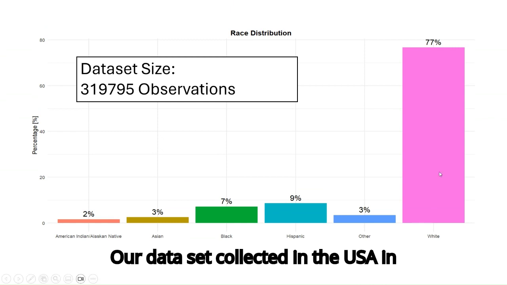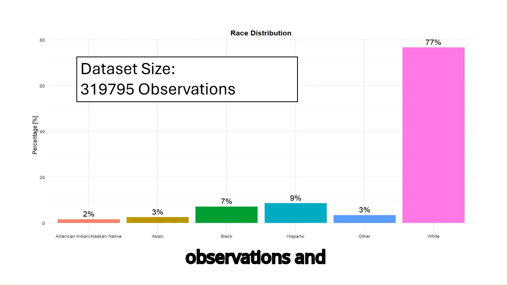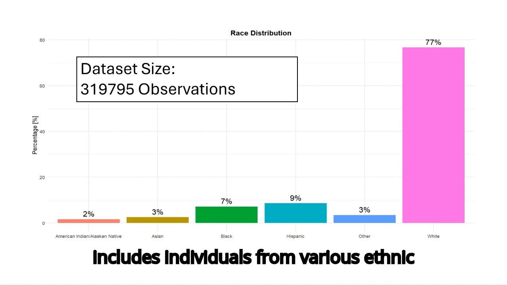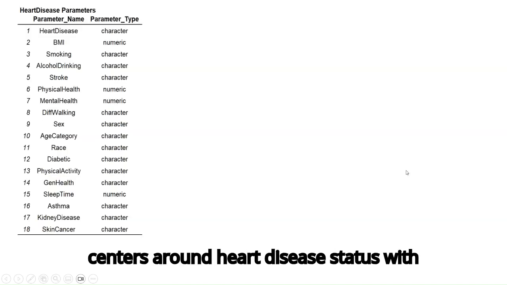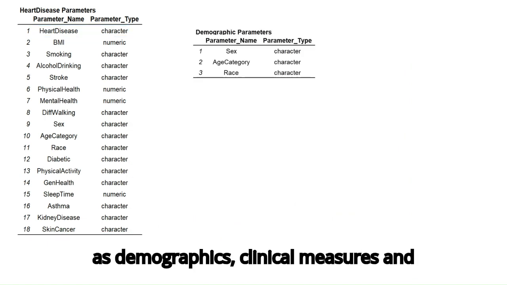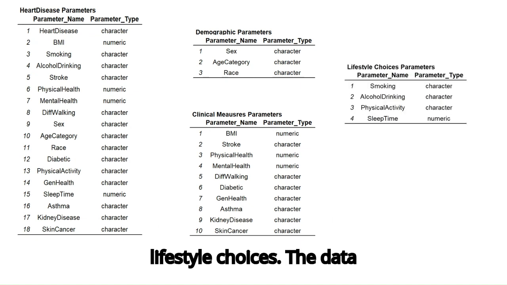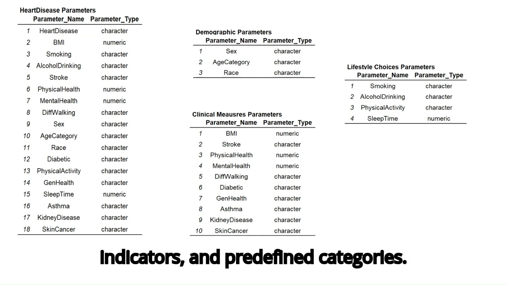Our dataset was collected in the USA in 2020 with approximately 319K observations, and it explores the impact of different factors on heart disease. While it includes individuals from various ethnic backgrounds within the US, the majority are white. Our data centers around heart disease status with 17 other parameters categorized as demographics, clinical measures, and lifestyle choices. The data includes numeric variables, yes-no indicators, and predefined categories.